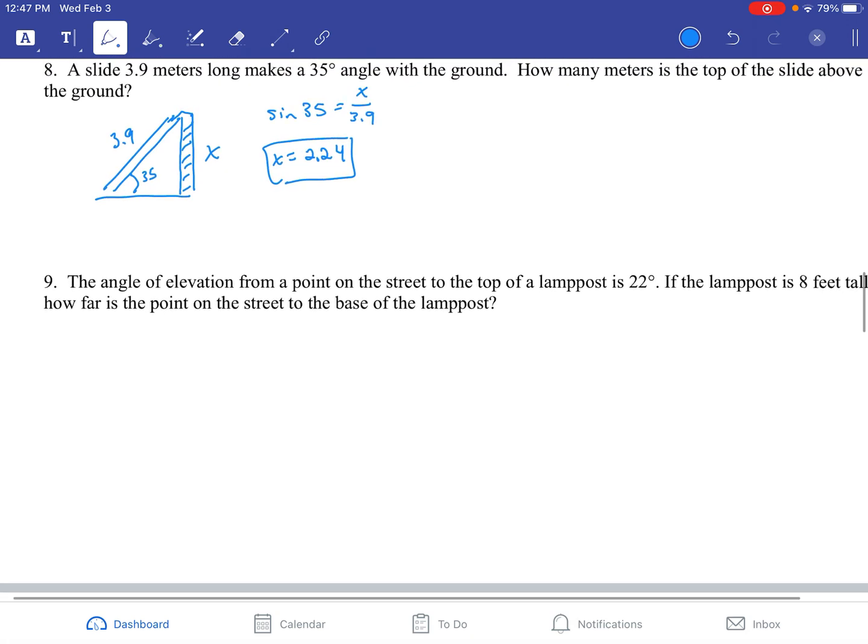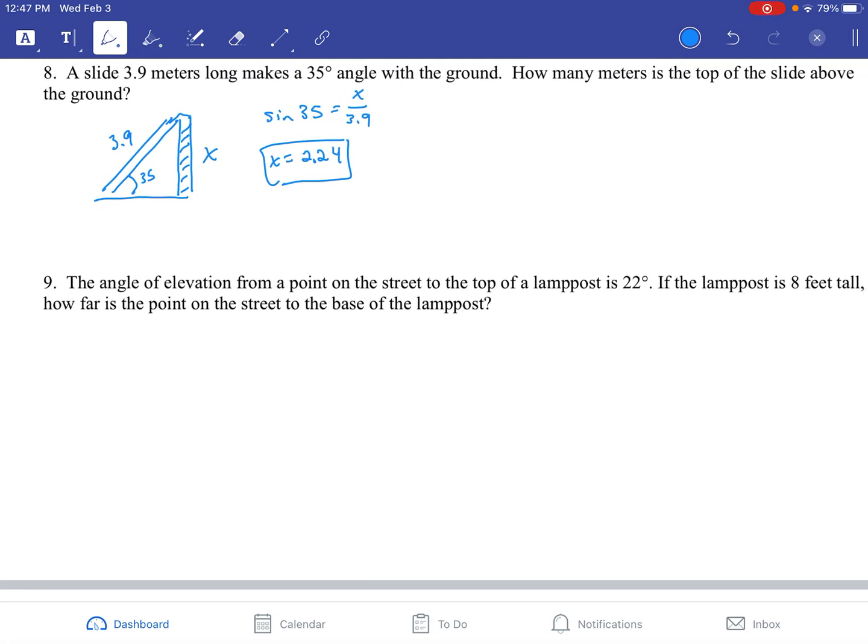Number 9, the angle of elevation from a point on the street to the top of a lamppost. So we're going to have a lamppost. We're going to have a little lamppost.